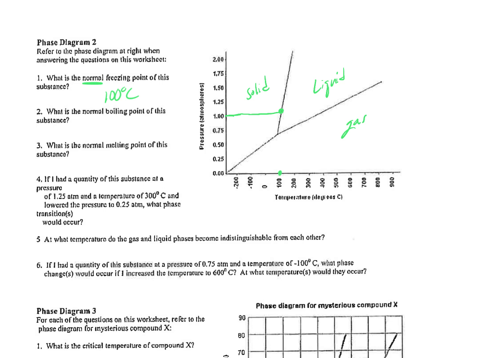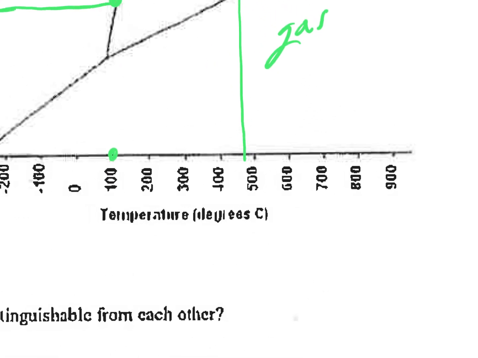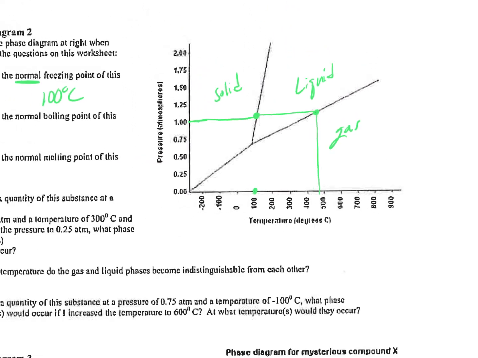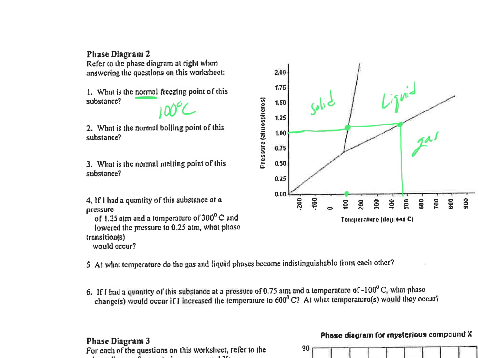What is the normal boiling point? Normal means we're at 1 atmosphere, so roughly we are at about, let's say, 460 or something. Again, this is just about reading the graph, nothing more than that. What is the normal melting point? Freezing and melting both happen at the same temperature. It just depends on which direction you're going. So the melting point is the same as the freezing point.